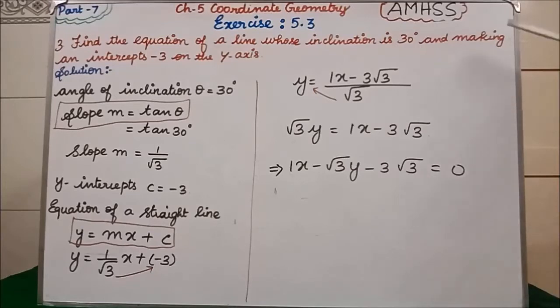They have given two values in the question. One is theta equal to 30 degree and the other one is c equal to -3. And what are they asking us to find? Find the equation of a straight line. So the equation of the line should be in what form? General form. What is the general form of the equation of a straight line? Ax plus by plus c equal to 0, which means one x term, one y term, one constant term should be in the final answer of the question. Clear? Now we'll start the solution.